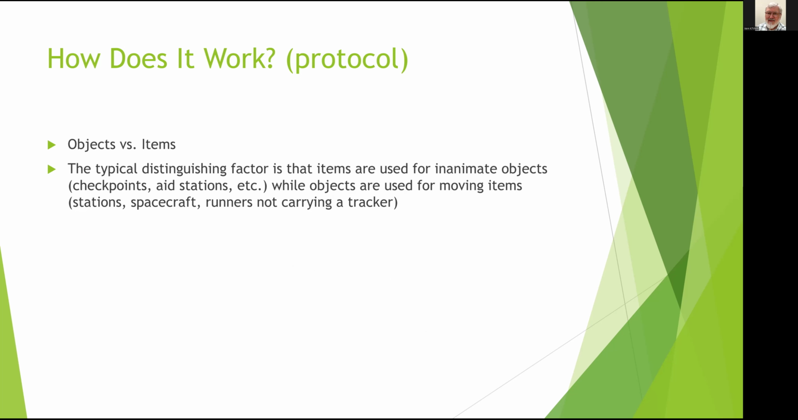So let's look at the difference between objects and items. The typical distinguishing factor is that items are used for inanimate objects like checkpoints, aid stations, repeaters, things like that. Objects are used for moving items like stations, spacecraft, runners, things like that. Okay.